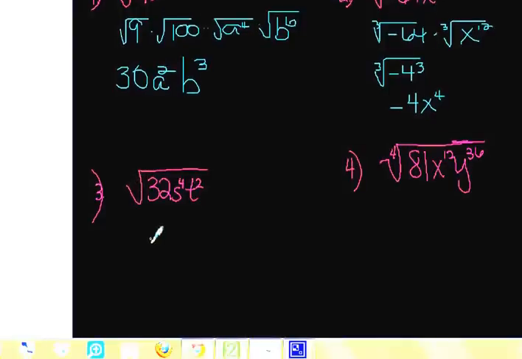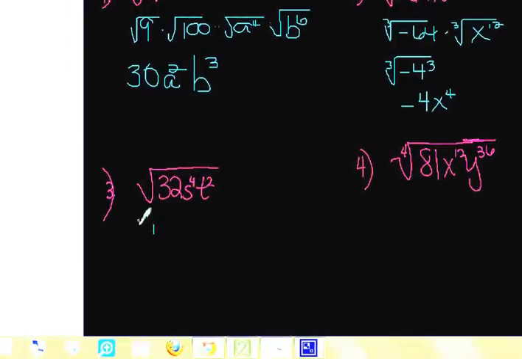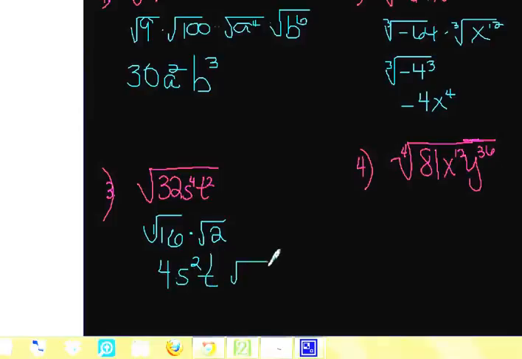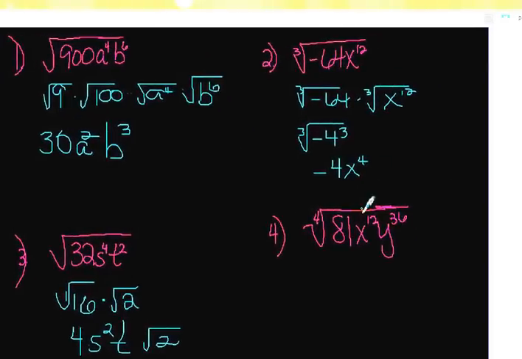Again, we're looking for square roots, so the perfect square factor in 32 would be 16, and its remainder would be 2. The square root of 16 is 4. And again, we're looking for pairs of 2. When we divide 2 into the 4, we get s squared. And 2 into 2, we get t. And then we're just going to have the square root of 2. That's the only thing that's left underneath the radical because it doesn't have a partner. Alright, so moving on to question number 4.